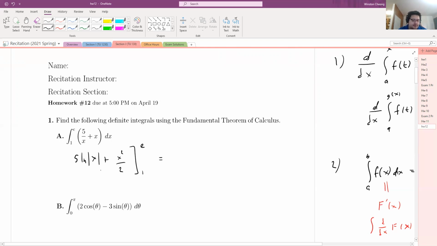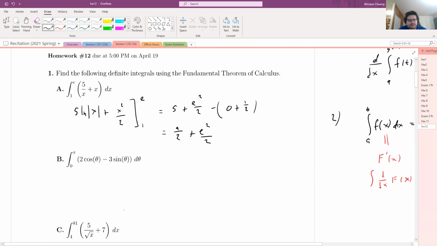So evaluate, I'm going to plug E in. I'm going to get 5 times 1 for the first term. For the second, I get E squared over 2. And then for the second term, I put a big parenthesis because I know I'm subtracting off 2 terms. Okay, so I plug 1 in. Well, ln of 1 is going to be 0, and then plus a half. Okay, and so now this is 5 minus a half, and so that's 10 over 2 minus 1 over 2, so 9 over 2 plus E squared over 2. That's probably the cleanest way to write that.